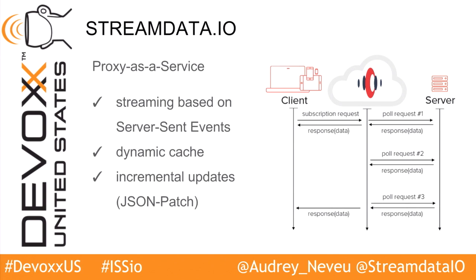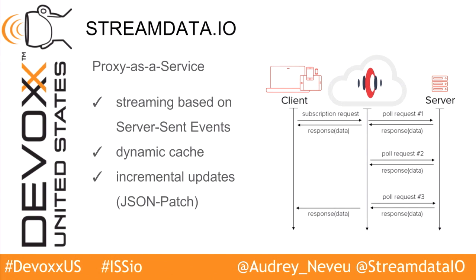So that's the reason why we built StreamData.io, which is a proxy available as a SaaS. So basically, you will open a streaming session with the proxy, and the proxy will do the polling for you. So it's completely transparent for an API provider, but it makes a big change, because not every device is polling the API. It's just the proxy, which is going to poll the API and then send the data to every device through server-sent events. So that makes a big change. We added the dynamic cache.